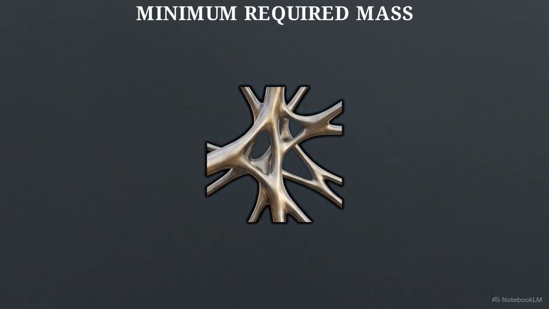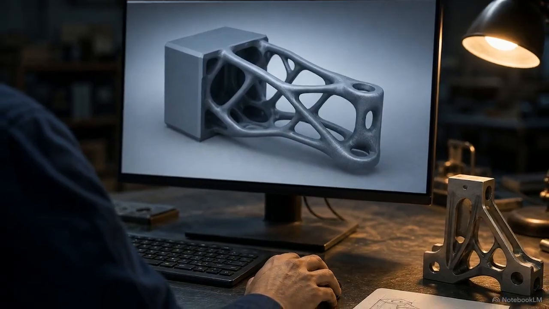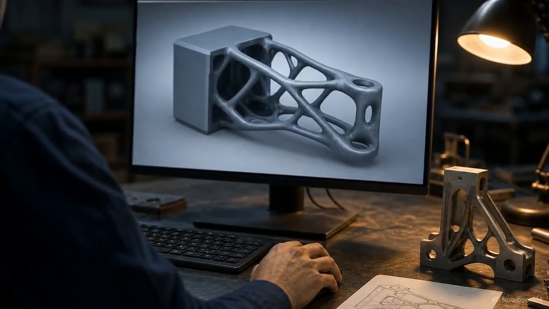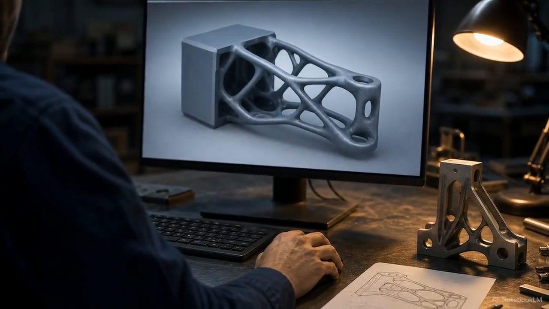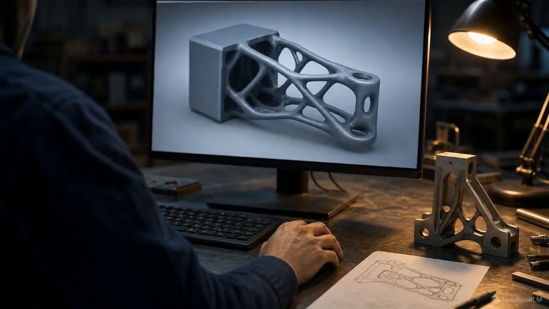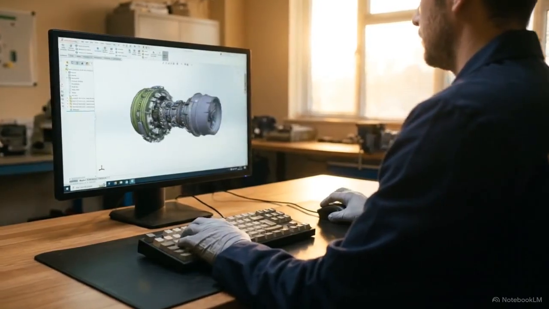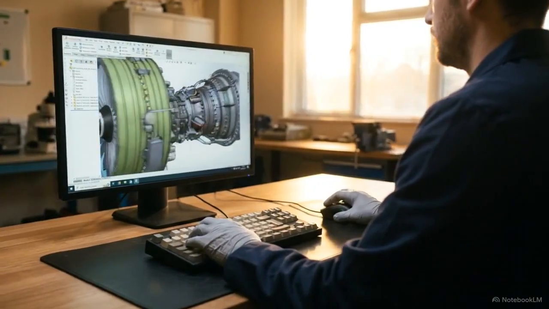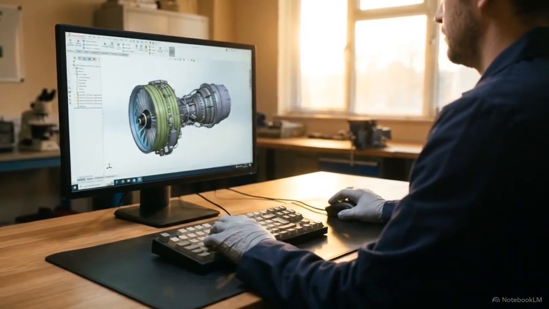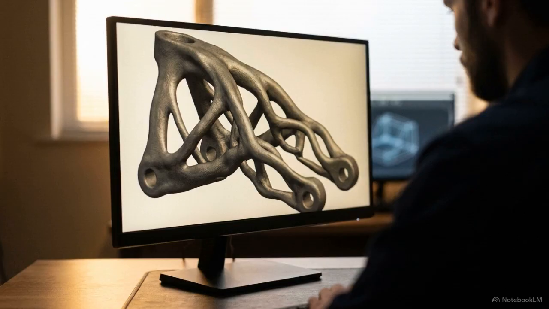minimum required mass. Marketing materials often label this process as artificial intelligence, but the engineering reality is mathematical optimization. Every curve and branch is driven strictly by the parameters the human engineer assigned. If you change the safety factor or the load direction, the resulting geometry changes completely.